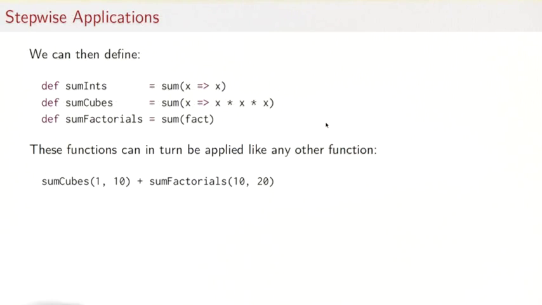So if we do that, then we can in fact define sumInts to be simply sum of x arrow x, sumCubes is sum of the cubing function, and sumFactorials is sum of the fact function. And it turns out that these functions are just exactly the same as the functions we defined before, and they can be applied just like the functions we defined before. So we could say sumCubes(1, 10) plus sumFactorials(10, 20).